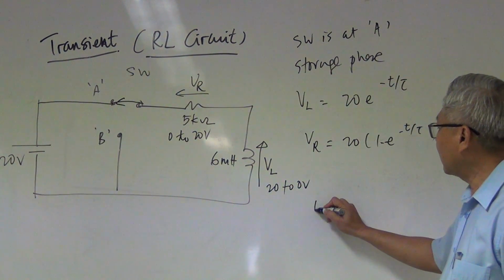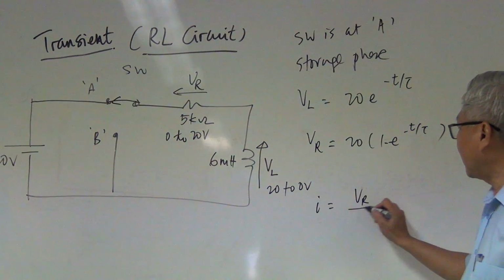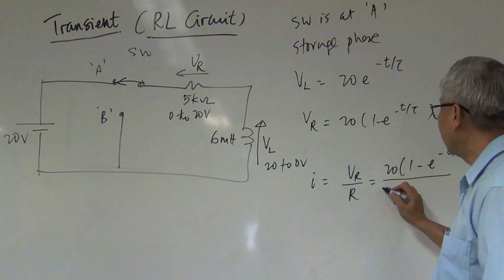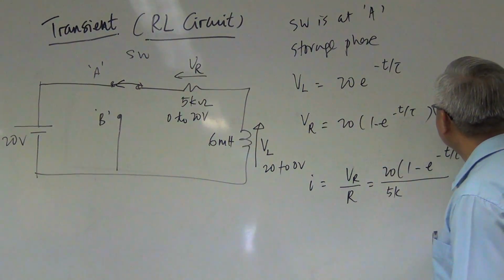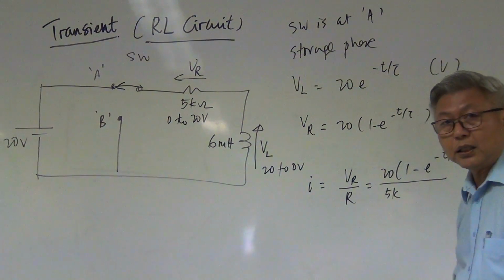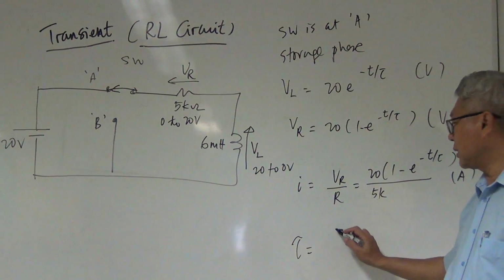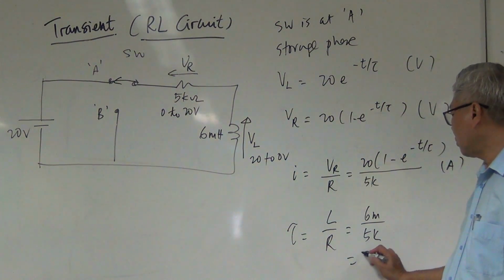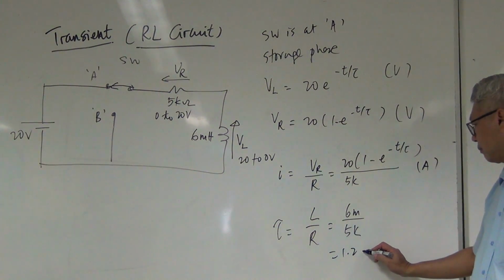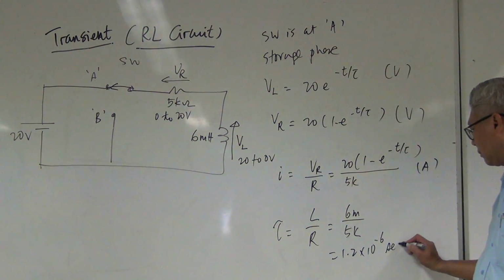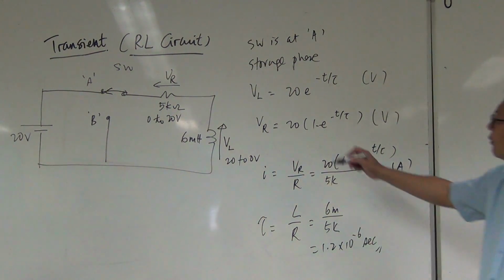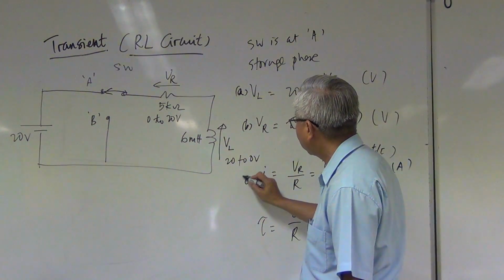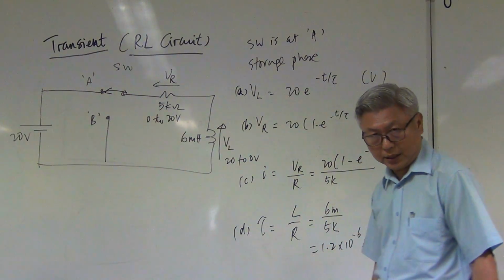Okay? What is then the current expression? Current is VR divided by R, so it's 20(1 - e^(-t/time constant)) divided by the resistor. Voltage over resistance gives ampere, right? And what's the time constant in the circuit? Time constant is L over R, so it's therefore equal to 6 milli divided by 5K, so it's 1.2 microsecond, that is 1.2 times 10 to the power minus 6 second. Alright, so I'm able to write out my expression for VL, VR, the current expression. I'm able to calculate the time constant, right?